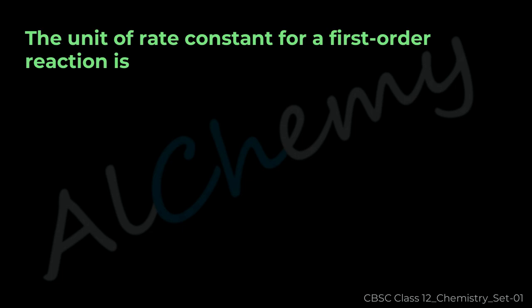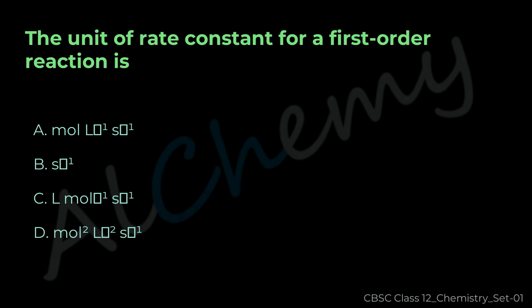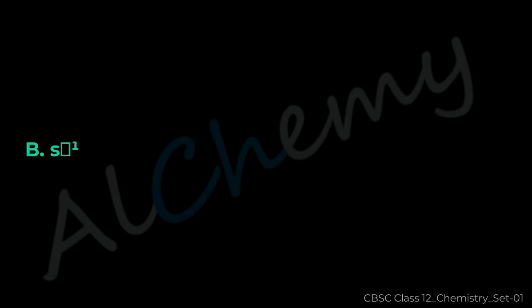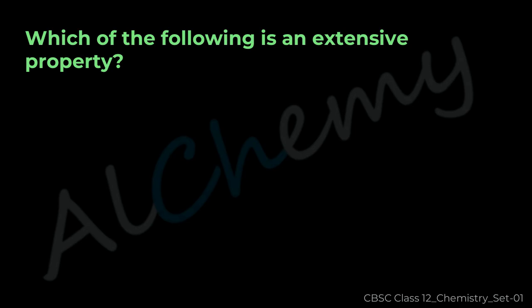Question 2. The unit of rate constant for a first-order reaction is A. mol L^-1 s^-1, B. s^-1, C. L mol^-1 s^-1, D. mol^2 L^-2 s^-1. The correct answer is B. s^-1.